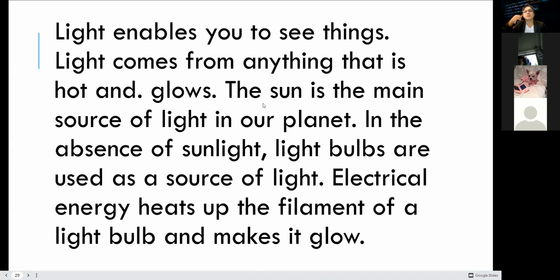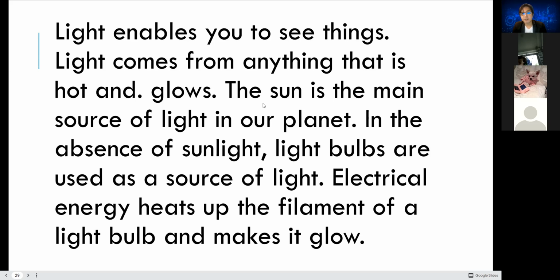Light enables you to see things, okay? Even photography is based on light. Without light, there's no photography either. Light comes from anything that is hot and always glows. The sun is the main source of light on our planet. In the absence of light, light bulbs are used as a source of light.